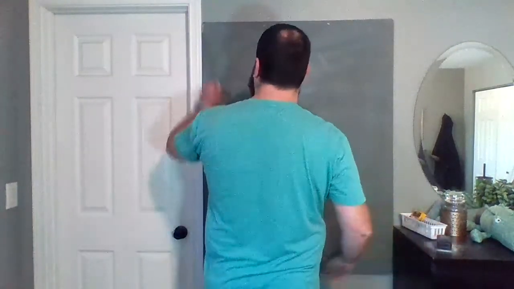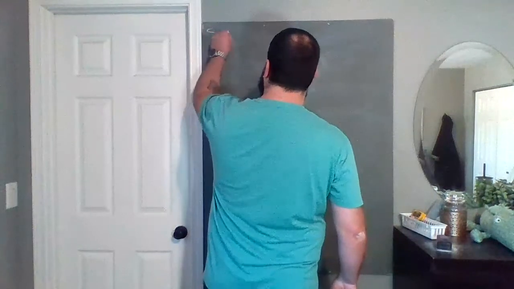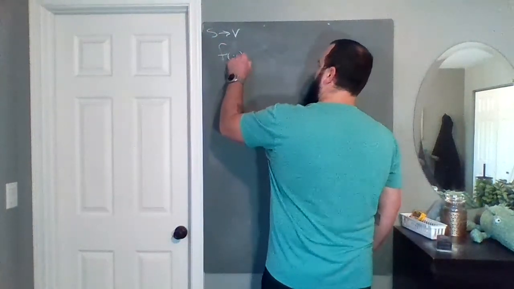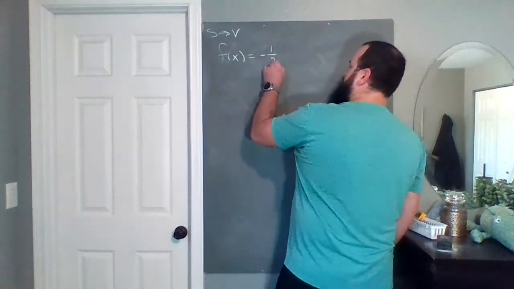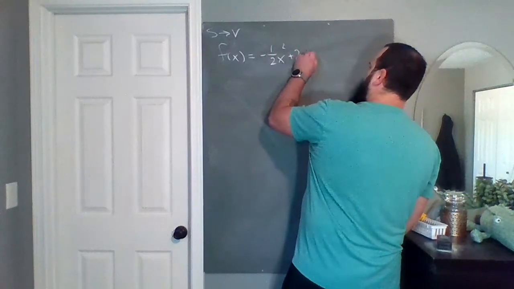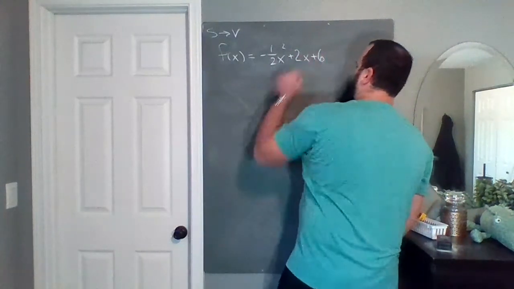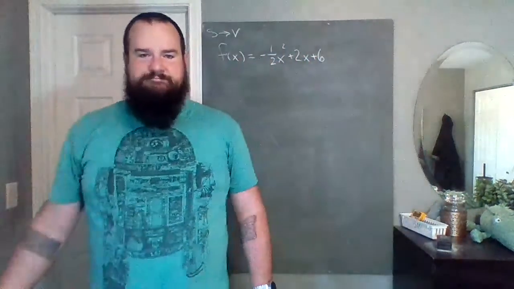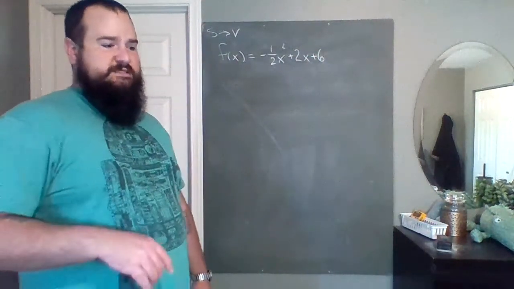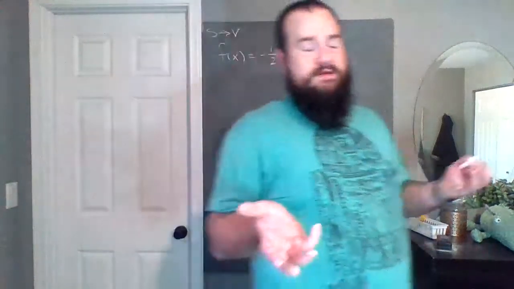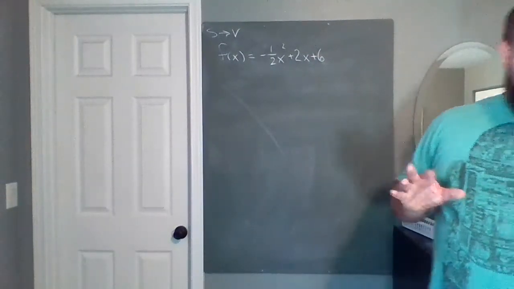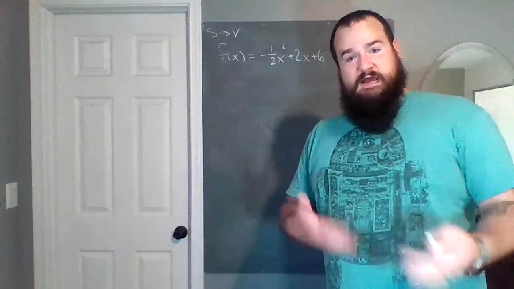Let's talk about how we go from standard to vertex. So let's look at this guy. f of x equals negative 1/2 x squared plus 2x plus 6. And you may be going like, hey, wait a minute. We know this guy. We've seen this guy once before. And that's cool, right? I know that.